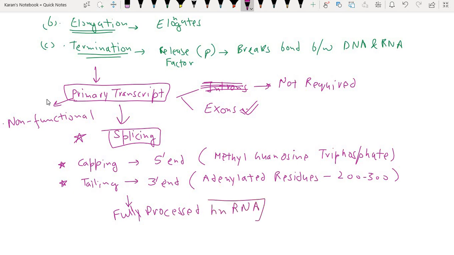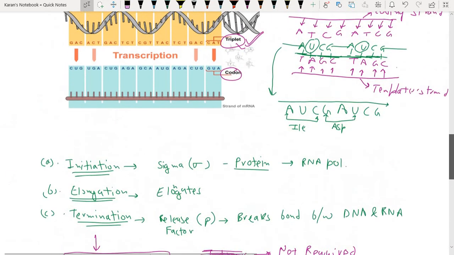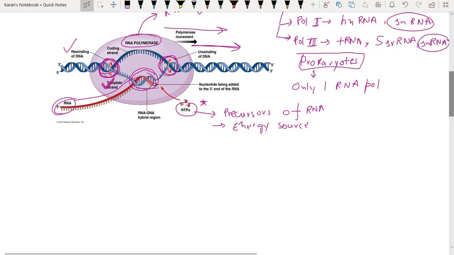Now since this RNA is fully processed, it may undergo the process of translation, which we will discuss in the next lecture. So this is the whole process. Let me show you where the capping and tailing occur. So here occurs the capping and tailing. On the 5' end, at this end, the capping occurs, and at the 3' end, which is here, tailing occurs. So this marks the completion of the whole process of transcription.